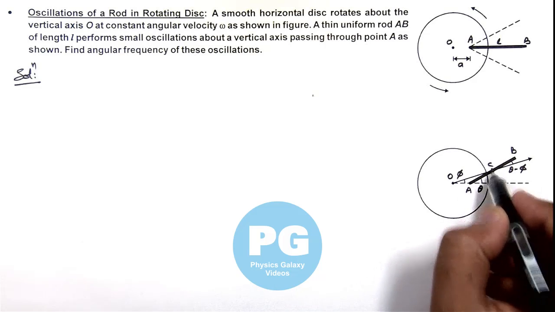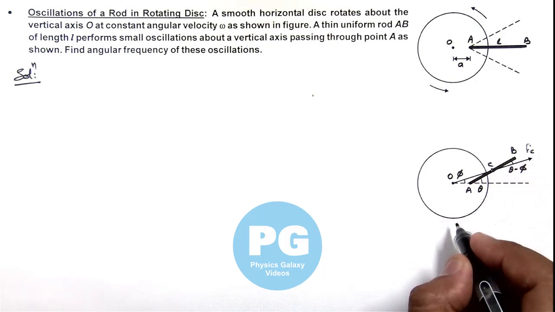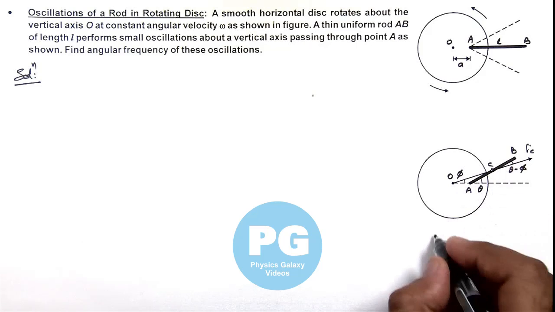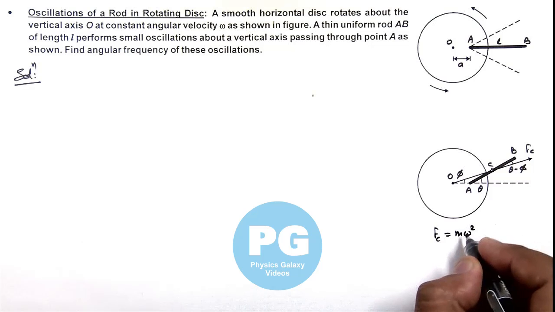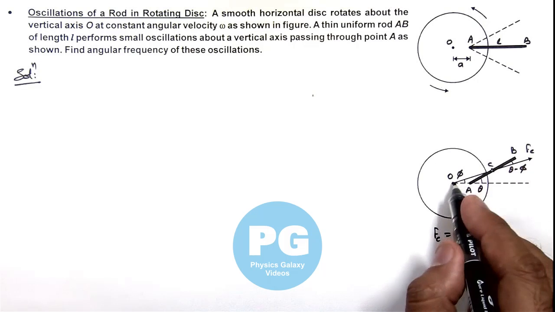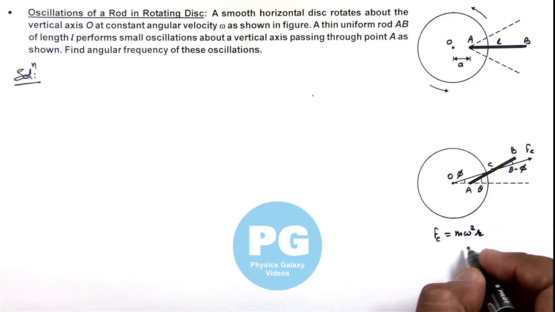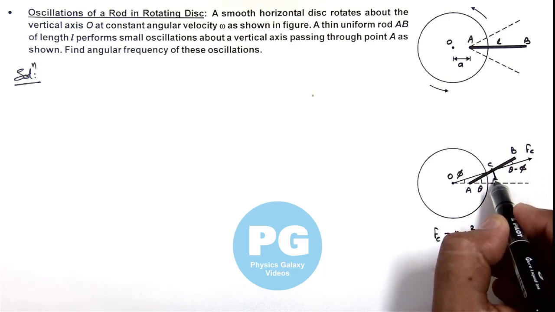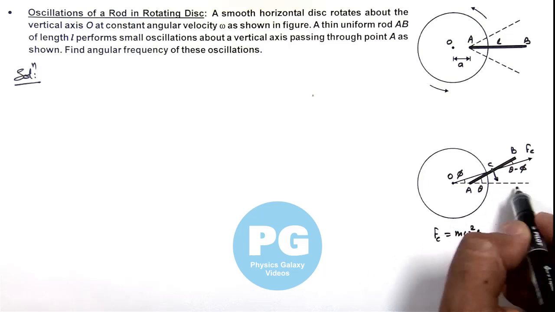At its center of mass, a centrifugal force will act onto the rod with respect to the center of disk, and the centrifugal force is m omega square r, if this distance OC is taken as r. And the component of the centrifugal force in the direction perpendicular to the rod will have a tendency to bring it back to the initial position.